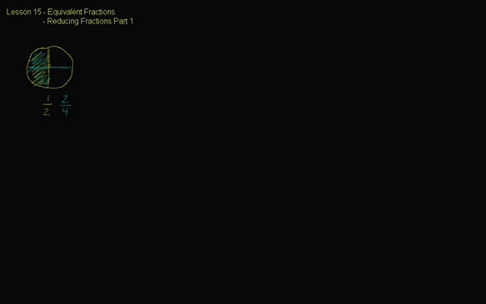Now let's divide it into eighths. Has it changed? No. We still have the same amount shaded, right? But now we have 4 out of 8. And we could keep doing that. We could do 5/10, but it's all 1/2. Those are equivalent fractions. They mean the same thing. Right now, let's take 1/2.